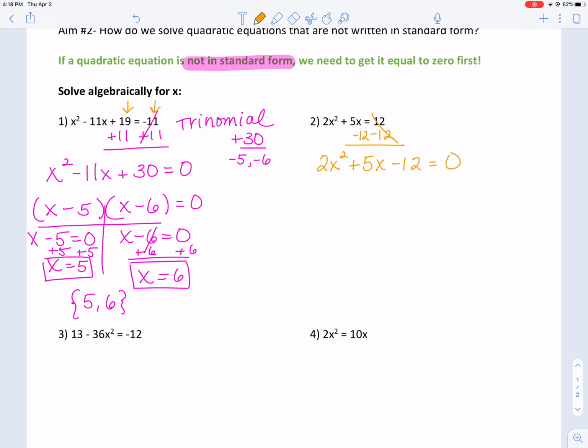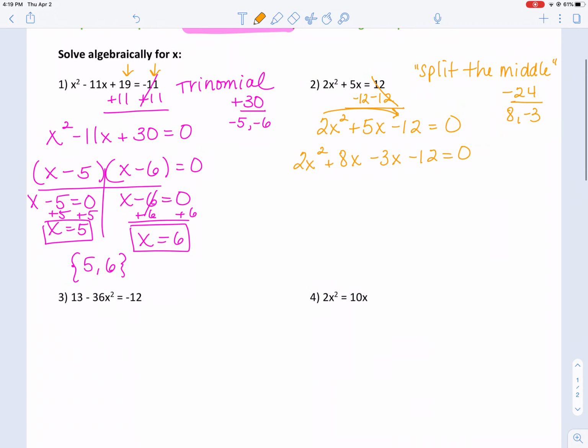Here, this is a trinomial, but it's what we call split the middle, because your first term is not 1 and there's no GCF. So here's where you're going to have to multiply 2 times negative 12, which gives you negative 24. And ask yourself, what multiplies to negative 24 and adds to 5? 8 and negative 3. So I'm going to use the 2x squared. I'm going to put my 8x first, my negative 3x second, with my minus 12 and my equal to 0.